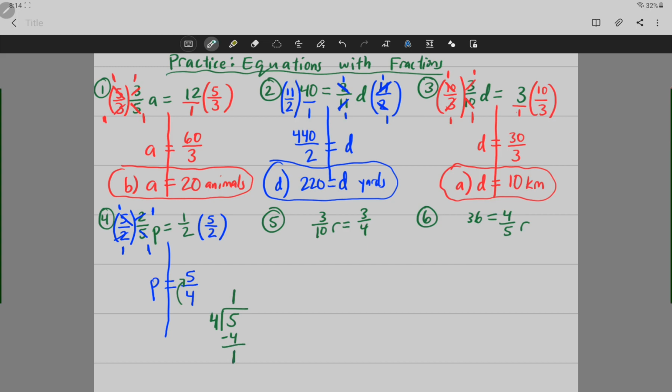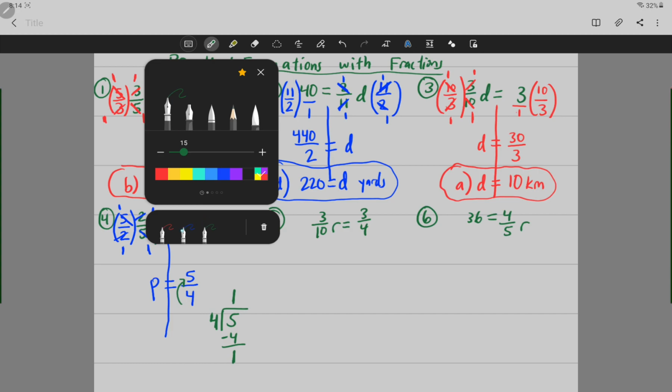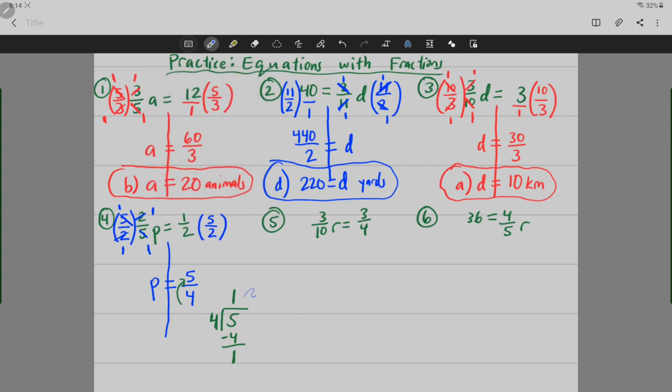And remember the little trick that we learned before on how to write our mixed number. So this 1 at the top is our whole number. The 1 at the bottom is our numerator. If we follow the circle, the 4 on the outside is our denominator. So answer is P equals 1 and 1/4, which is choice D.